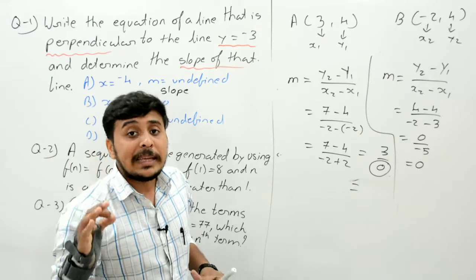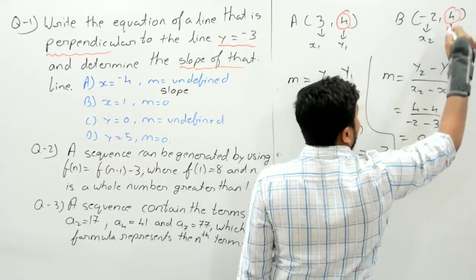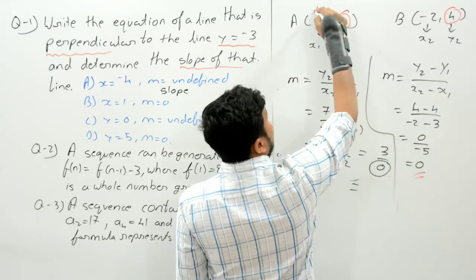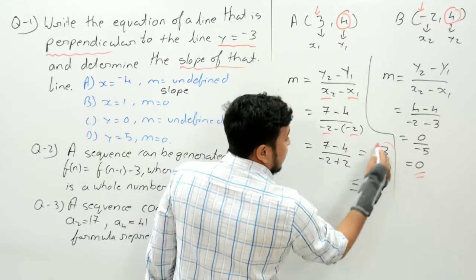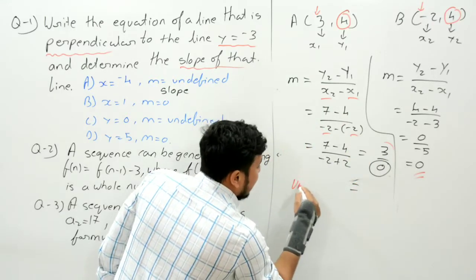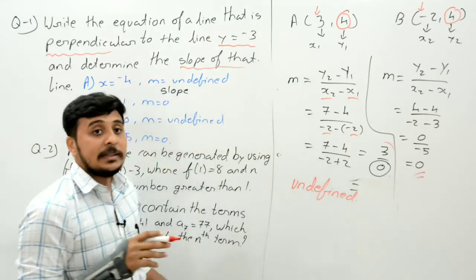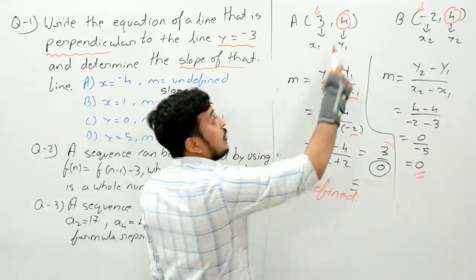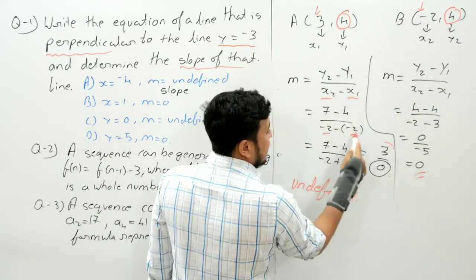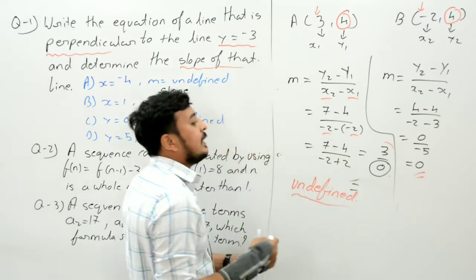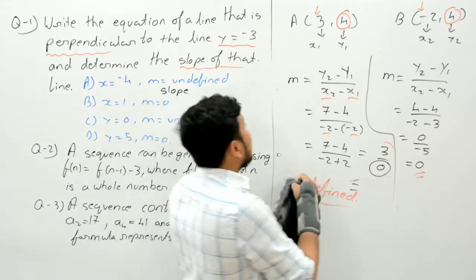So the simple thing is, if the y coordinates are the same, then the slope is 0. If the x coordinates are the same, then the slope is undefined. Clear? Simple. If y coordinates are the same, the slope is 0. If the x coordinates are the same, the slope is undefined. Clear?